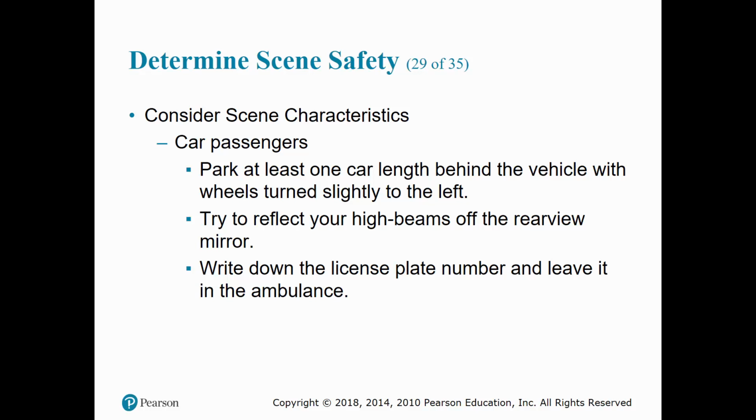Align your headlights in the middle of the trunk of the vehicle and turn them to high beam. Try to reflect your beams off the rearview mirror, illuminating the car's interior and making your approach more difficult for the occupants of the vehicle to see. While still in the ambulance, write down the license number of the vehicle and leave it at the radio.